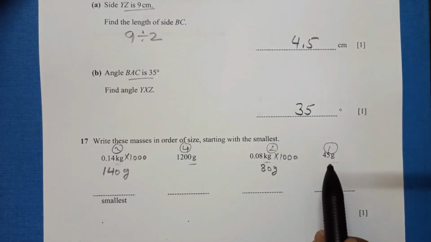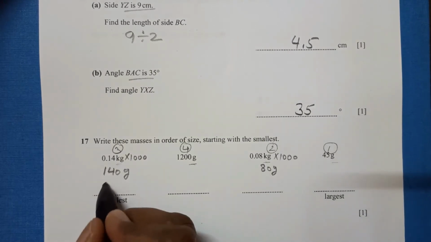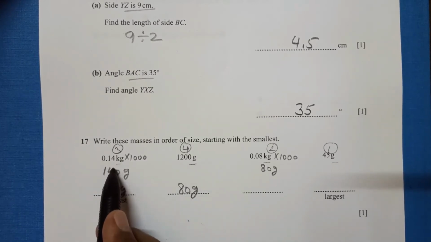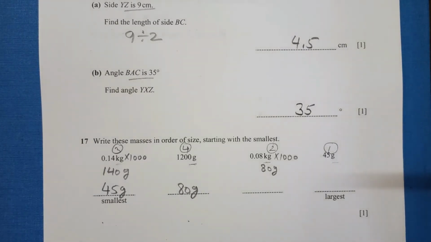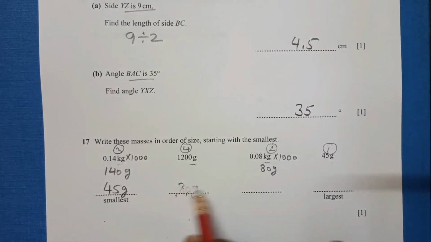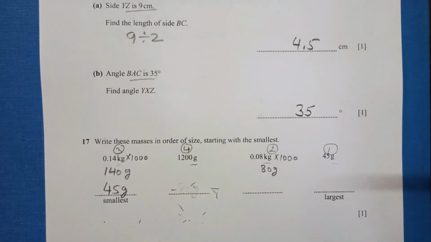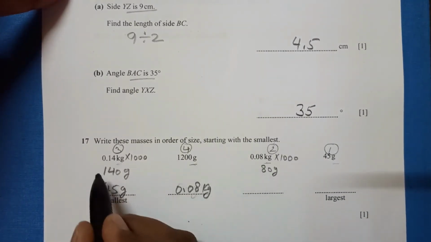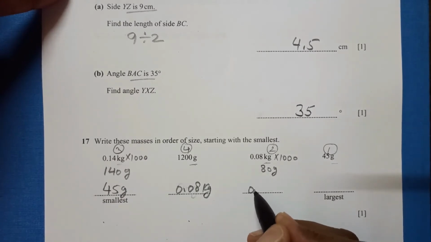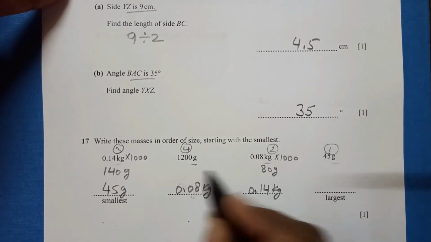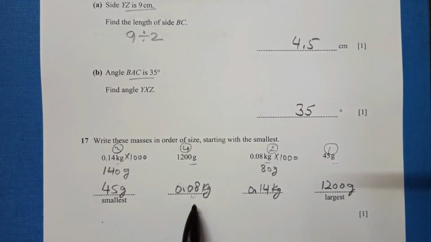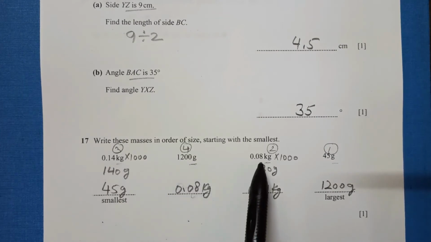So let's write them in their original form. 45 grams here. Second, 80 grams. Sorry, don't write 80 gram here. We need to write that in its original form, that is 0.08 kilograms, and the third one is 0.14 kilogram, and the last one 1200 grams. Remember to give your answer in the form given in the question, not the calculations that you have done.